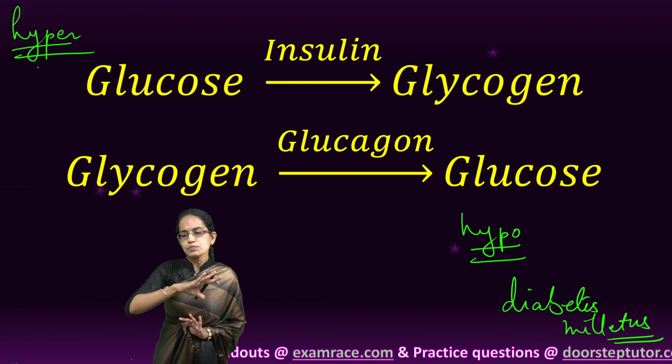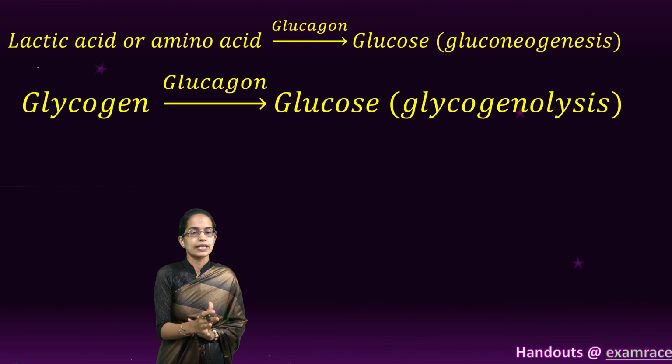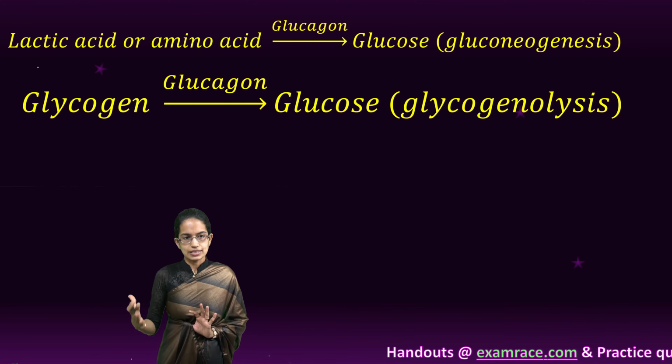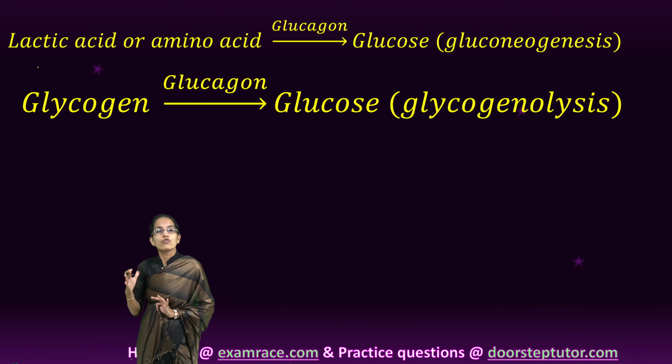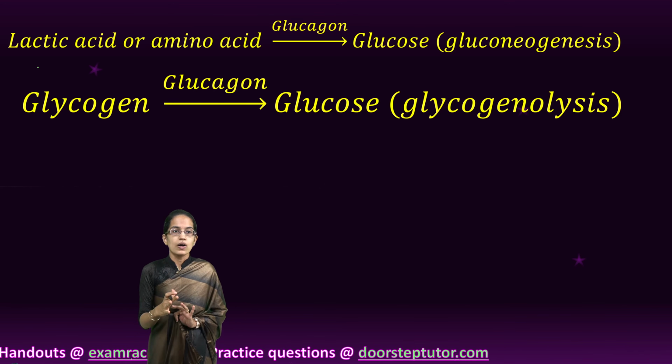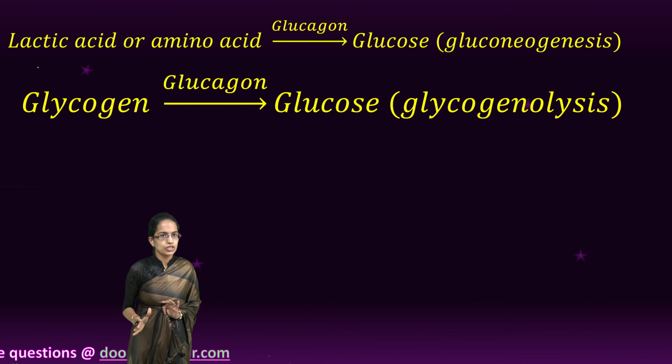Coming on to how this whole balance is done, it is through the feedback mechanism that we will understand in a separate section. The next is the role of glucagon. Glucagon converts glycogen into glucose, as I mentioned before.